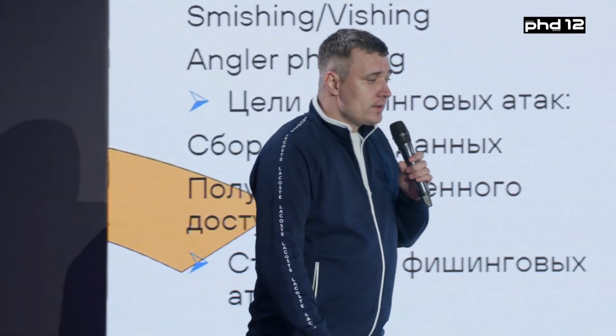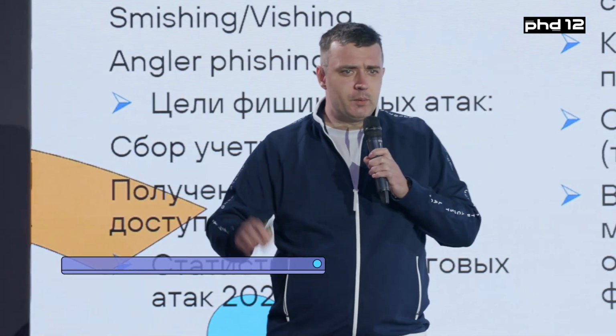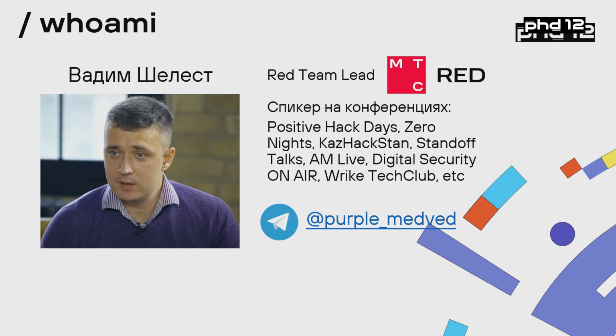In my presentation, I will be talking about red teaming and phishing attack methods in particular. Let me introduce the subject of the presentation. In the first part, we'll talk about phishing, types of phishing attacks, and objectives of phishers. In the second part, we'll talk about more technical things like preparation for a phishing simulation, infrastructure components, the channels you may want to use, and the delivery of payload. We'll also discuss the theory and practice of phishing message composition, types of payloads, obfuscation, or evading detection, and in conclusions, you guessed it, we'll give you recommendations.